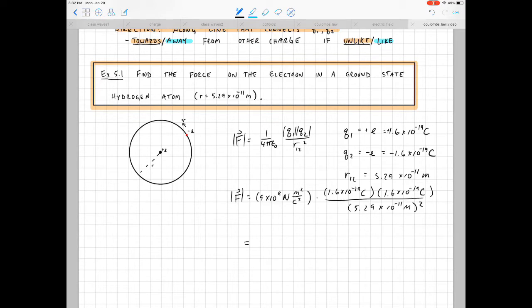All right, there's a variety of ways that you can multiply this all out, but now I've got all the numbers in there. Really, it's just a matter of using a calculator. So multiply all that out, and I end up with 8.25 times 10 to the negative 8 newtons. And again, this is just the magnitude. If we want to talk about the direction, the force on the electron would be towards the proton, or towards the center of the atom.